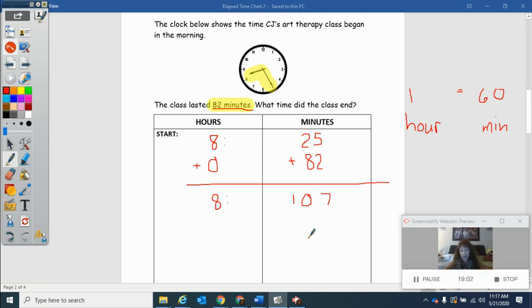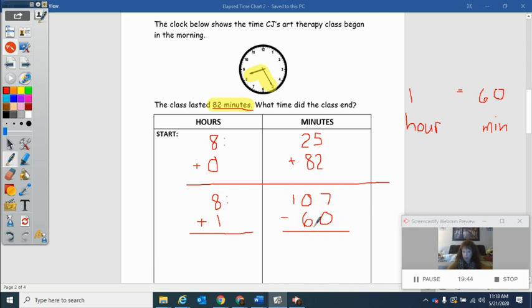But if someone said, well, what time did your class end? You wouldn't say 8:107. That doesn't make any sense, and that's not how we tell time. So my brain goes, wait a minute, 107 minutes, that's more than 1 hour. So I need to regroup this time. I'm going to take away 60 minutes here from my minutes. But I know that 60 minutes is an hour, so I'm going to add my hour in over here. Not changing the amount of time, I'm just calling it something different.